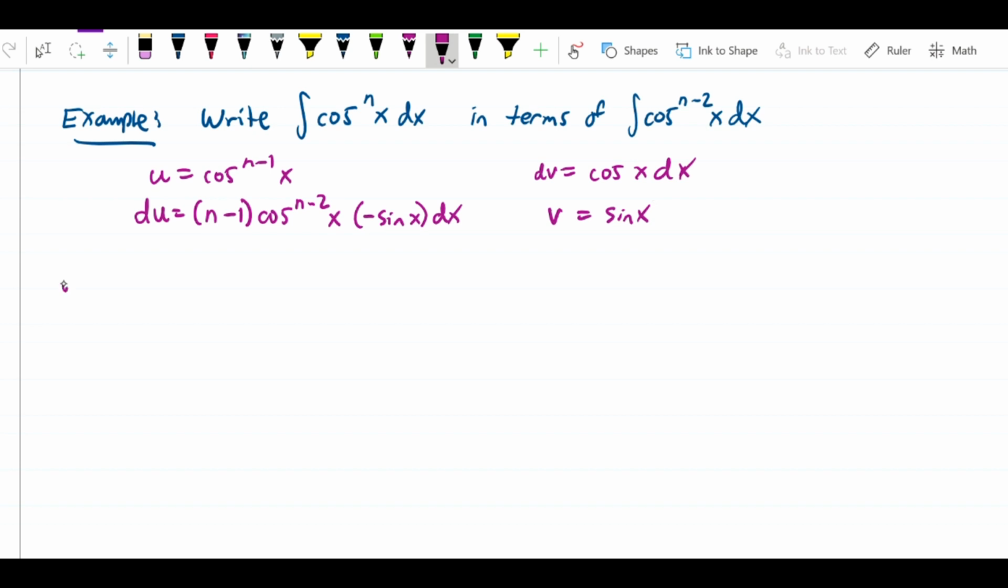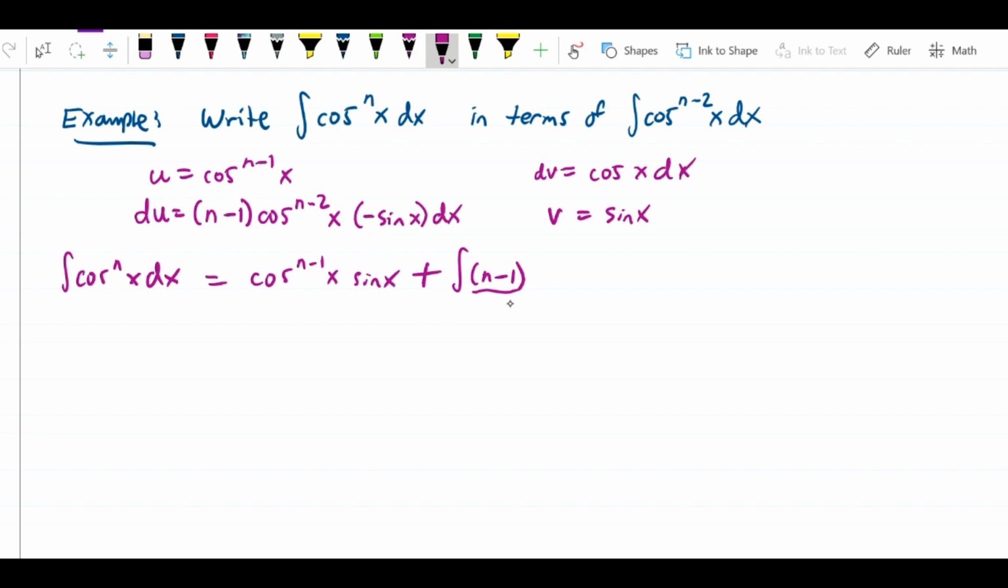That allows me to write that the integral of cosine to the n x dx is equal to uv, so cosine to the n minus 1 x sine x. Now let's look at what I have here. I've got to multiply v and du. The first thing to note is that I have a negative sign here, so when I subtract v du, I can just take that negative sign out and add. So let's see what I have here. I've got n minus 1. Keep in mind, n is not a variable. n is a constant, and that's why I don't have to treat it especially under the derivative rules. I can treat this just like it was the number 105 or something like that, because n is fixed.